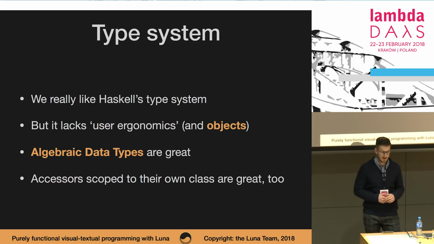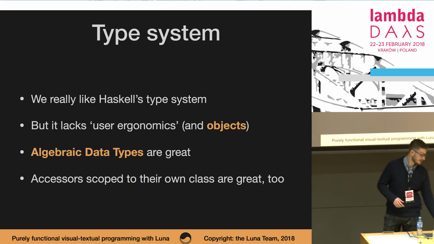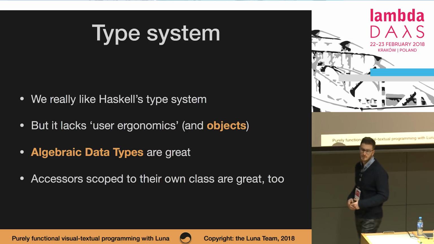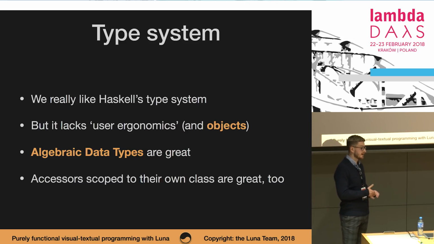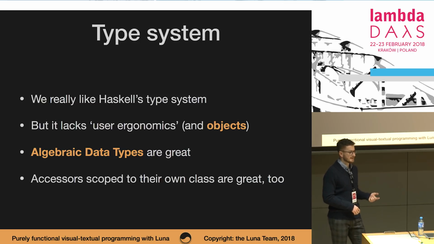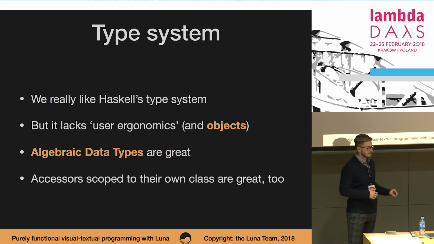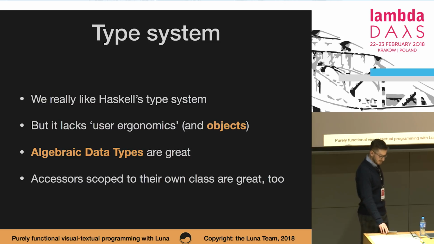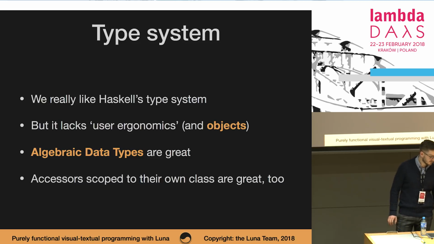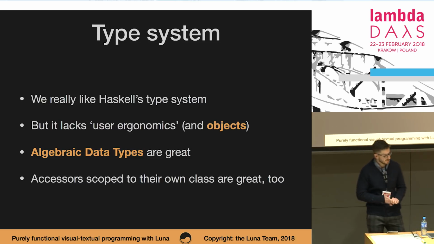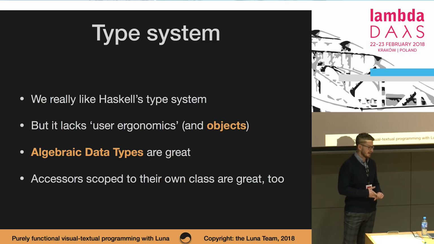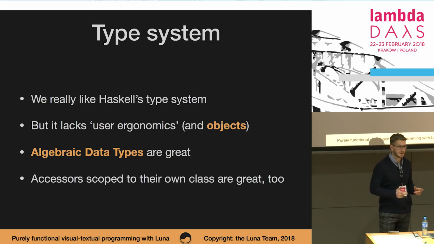So our type system, what is it like? I must say it's heavily influenced by Haskell's type system, which we really like. But at the same time, we think that Haskell's type system lacks user ergonomics. Some things are more tedious than they should be. And we really like the idea of objects. I'm not going to go as far as saying object-oriented programming, but objects are cool. But we also like algebraic data types. And if you don't know what those are, I'm going to show in the next slide.